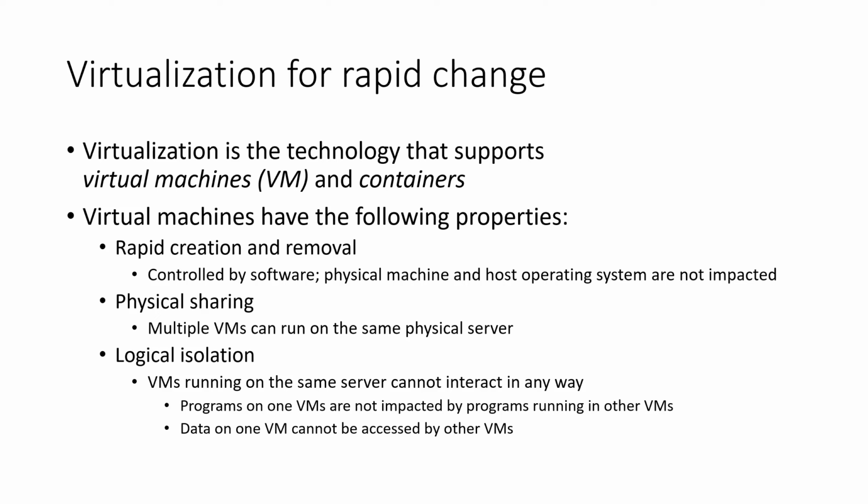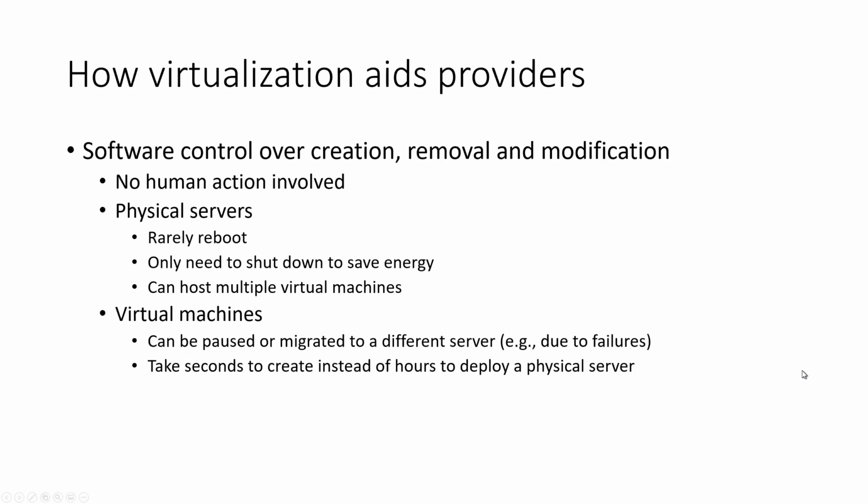One virtual machine cannot see or infer what the other virtual machine is doing, much less access the data that the other machine is accessing. This isolation separates customers even though their virtual machines are running on the same physical server. So let's have a look at each of these in more detail.